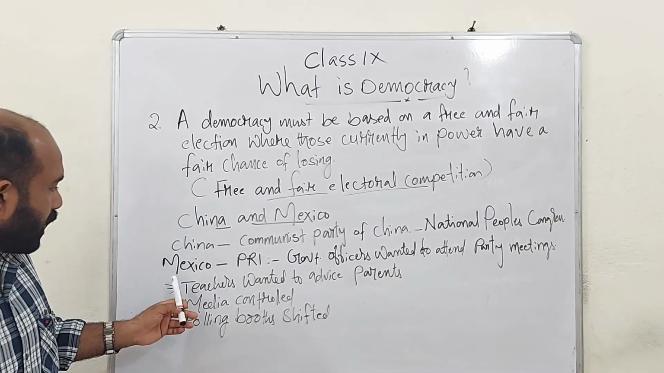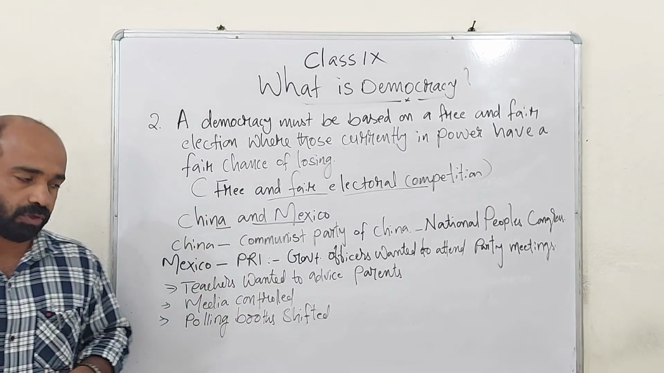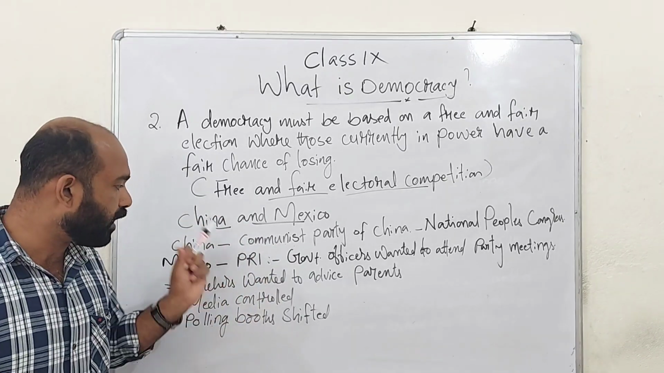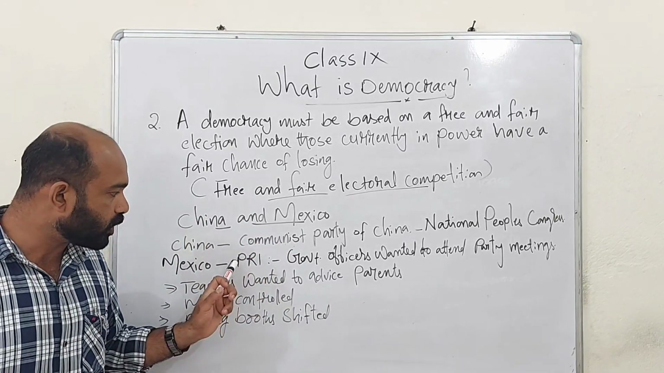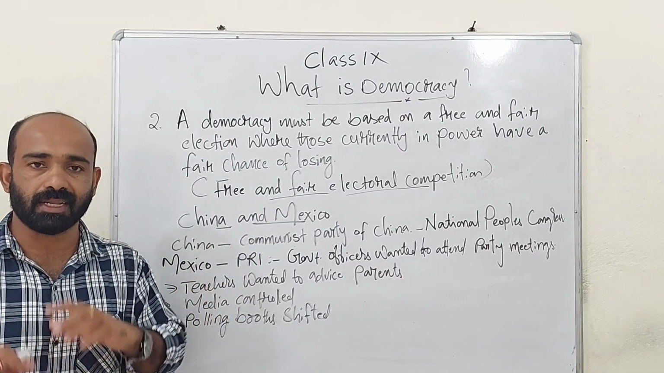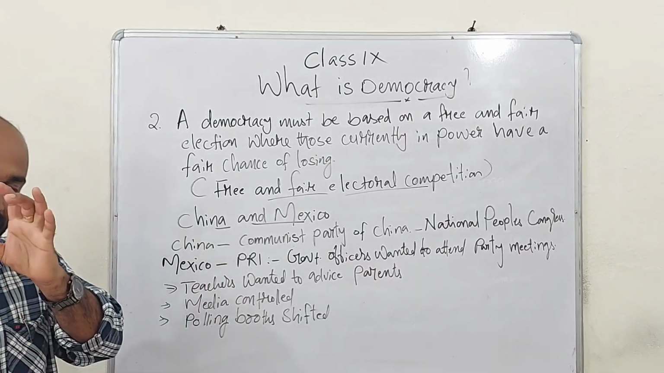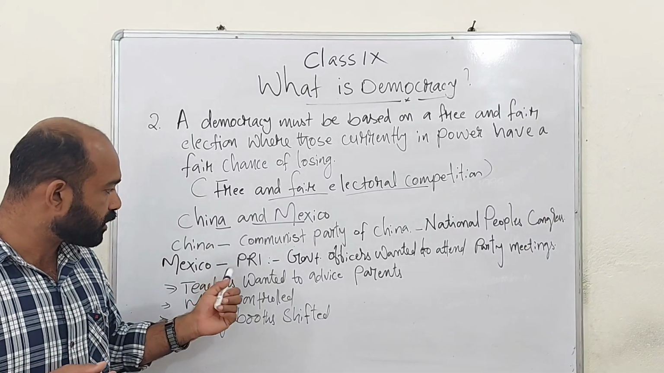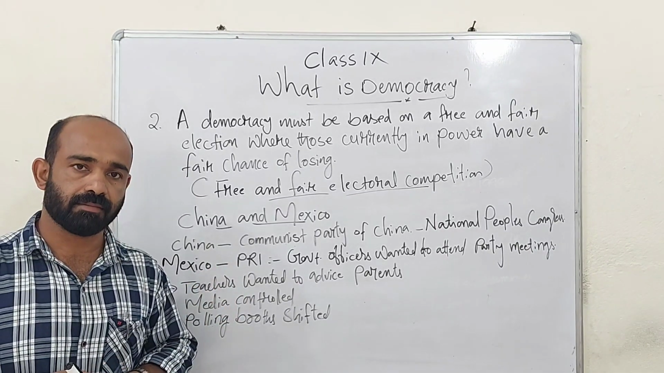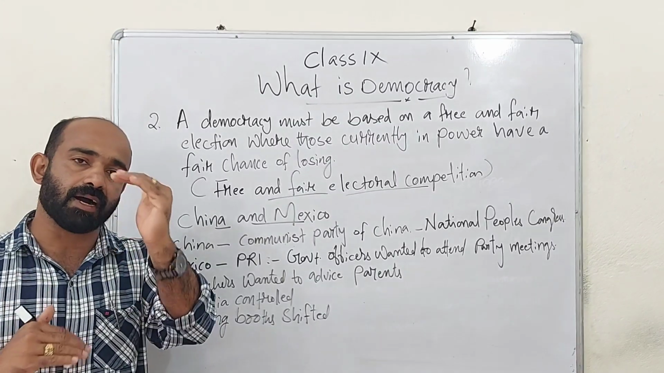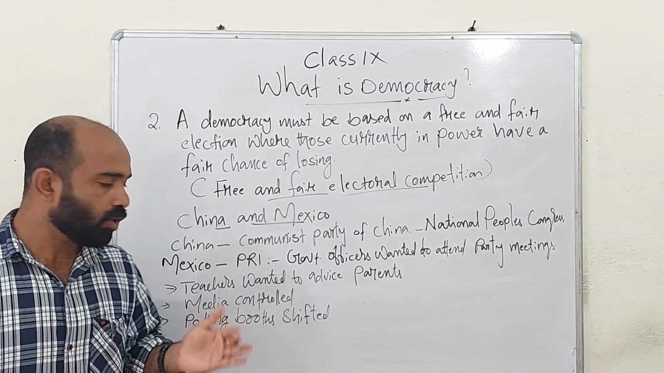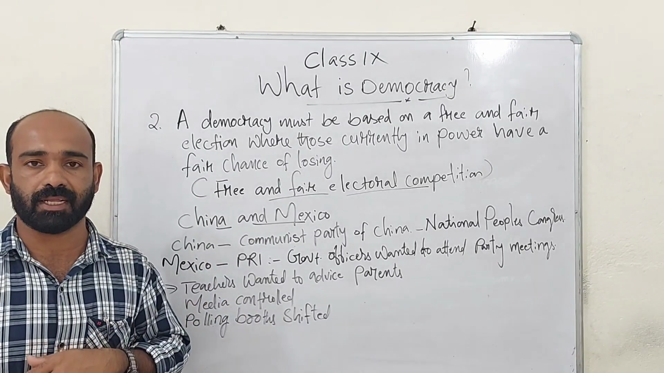Now let's see the case of Mexico. In Mexico, one political party is called PRI, the Institutional Revolutionary Party. The specialty of this party is that even though elections are conducted after every particular number of years, this party is always the one winning the election.